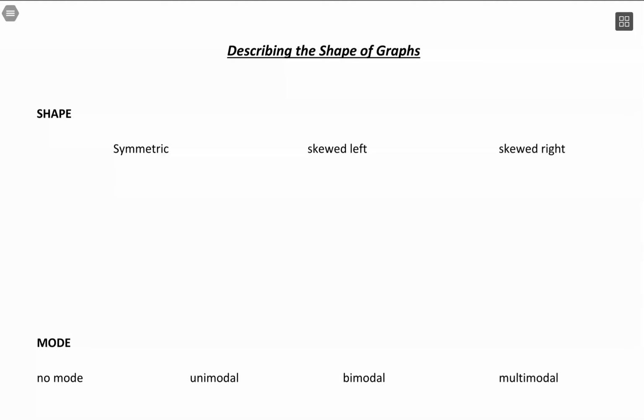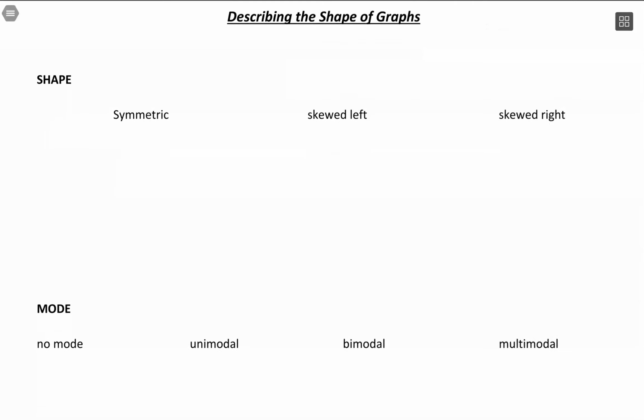So in this video, we're going to talk about describing the shape of graphs. Now, describing the shape can tell us a lot, especially about the trend of the data and how we expect it to increase or decrease, getting an idea of what's expected for our data. So the first piece we'll look at is shape.